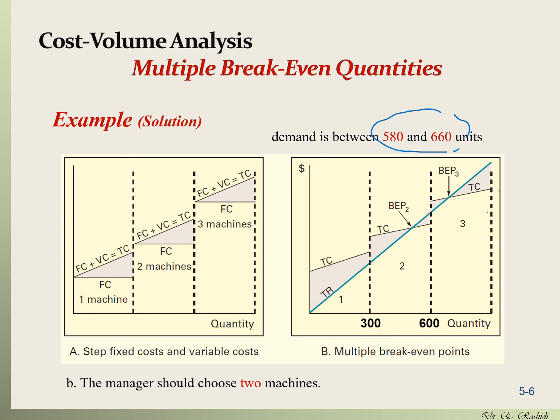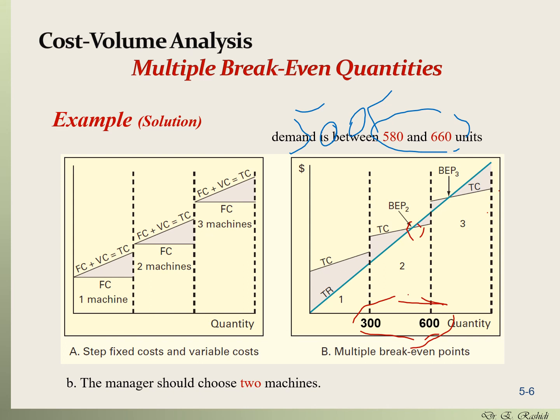How about two machines? For two machines, the output is between 300 and 600. And we have a break-even point here. The break-even point, as we computed, was 500. And since 500 is less than 580 and 660, that means that the amount that we're going to produce, 580 to 660, is greater than the break-even point. So we're going to make money given the demand. That's going to be a good choice. So the manager should purchase two machines.